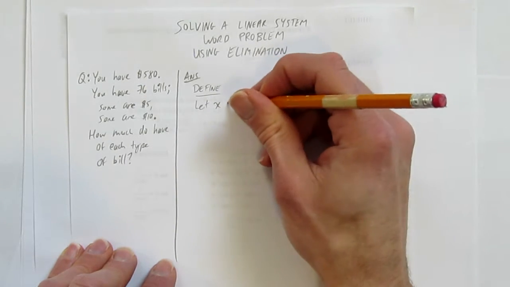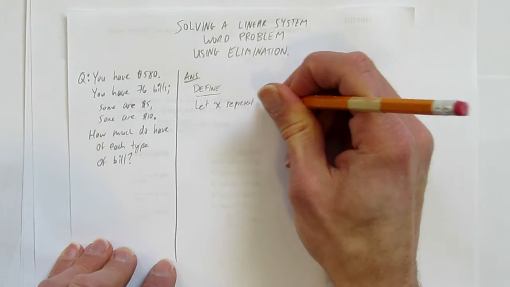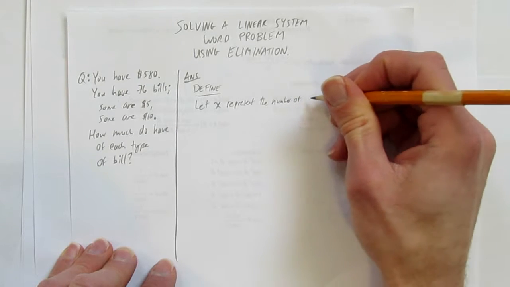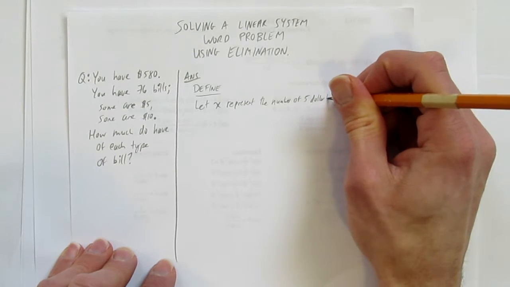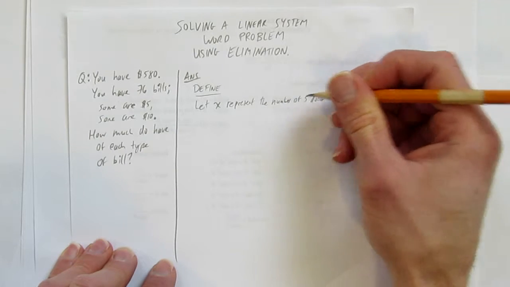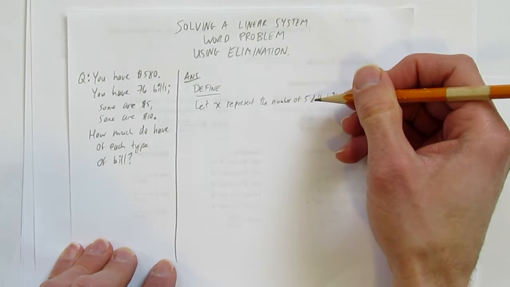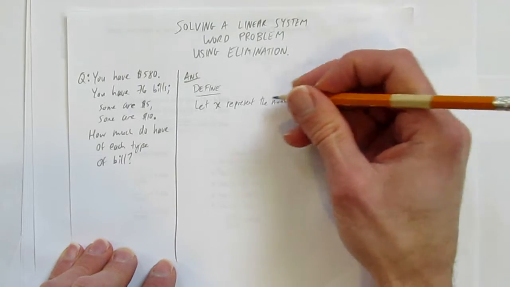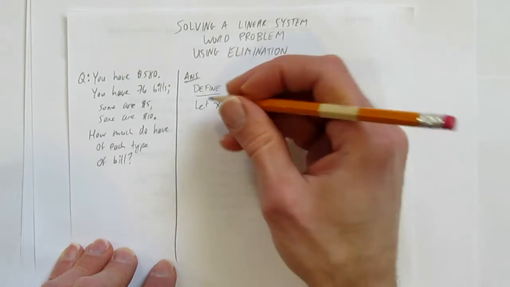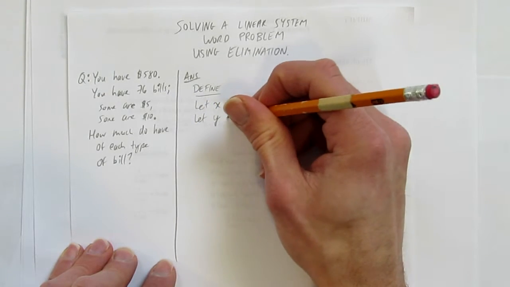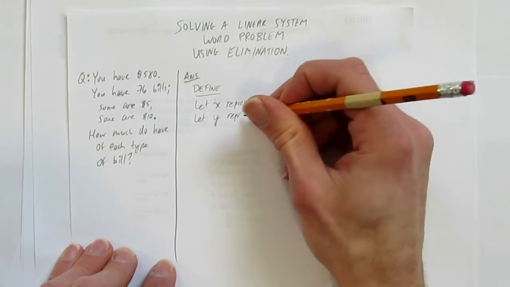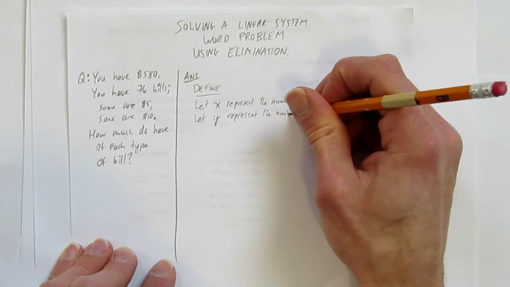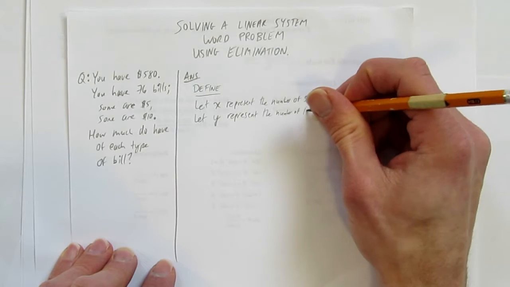I'm going to let X represent the number of $5 bills. And make sure to say the number of. If you just say let X represent the $5, do you mean the value? It's ambiguous. So make sure to say the number of how many of them we have. Similarly, I'm going to pick a variable. I'll choose Y. You can choose whatever you want. And that Y will represent the number of $10 bills.